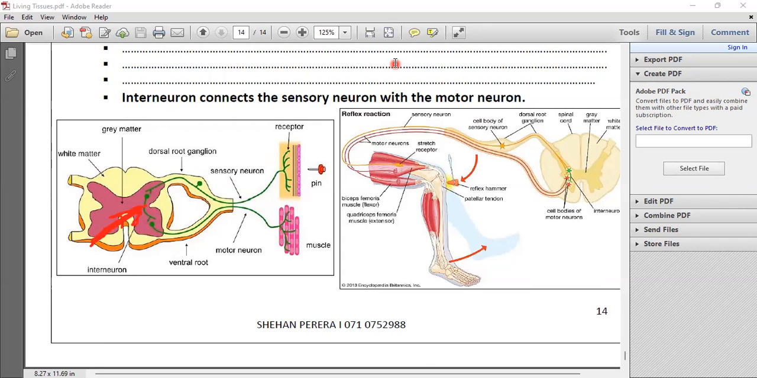Okay, so the main action now, this action, is it conscious or unconscious?